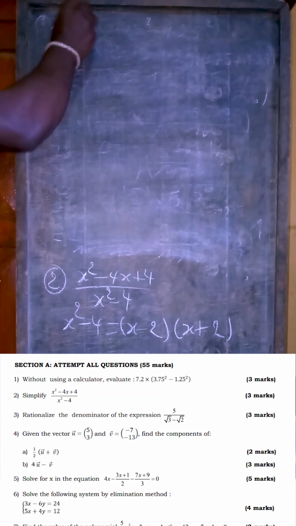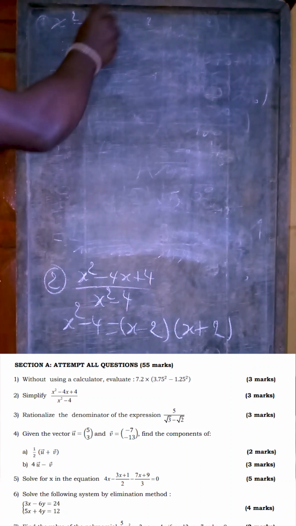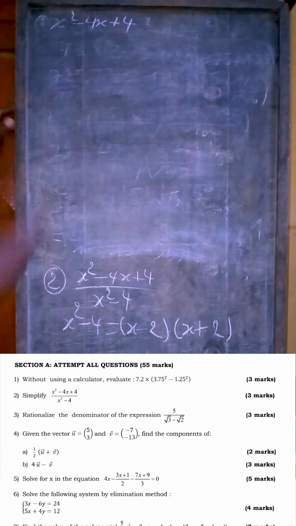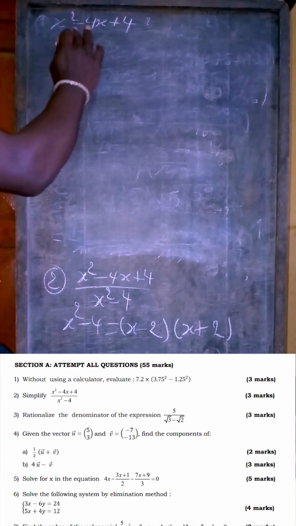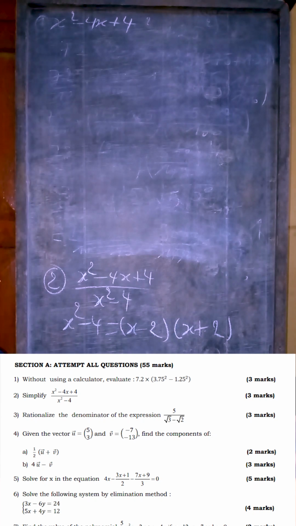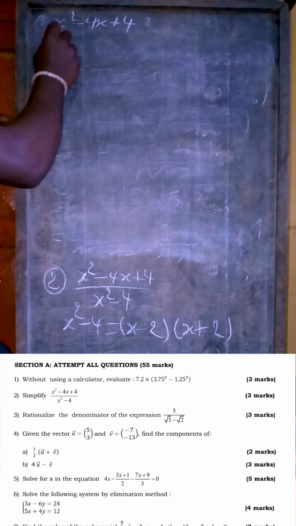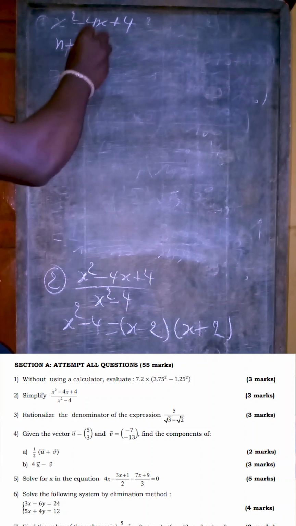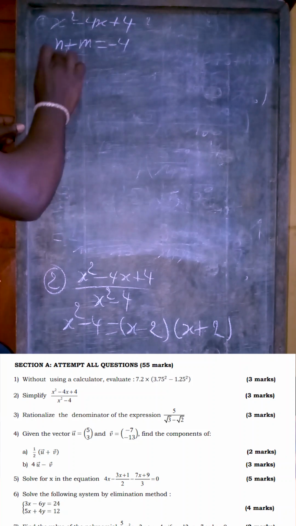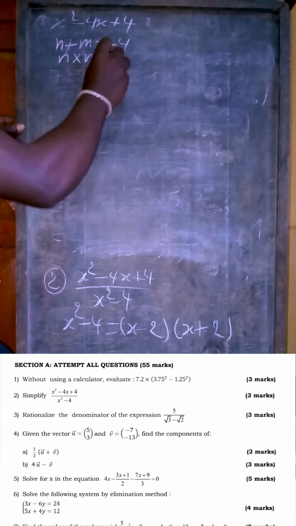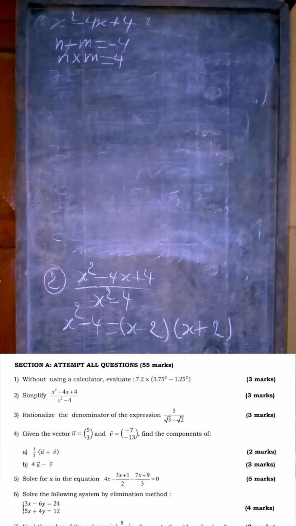Factorization of x squared minus 4x plus 4. We are going to ask ourselves which numbers can be summed to get minus 4 and multiplied together to get 4. That means n plus m must be equal to minus 4, and n times m must be equal to 4.